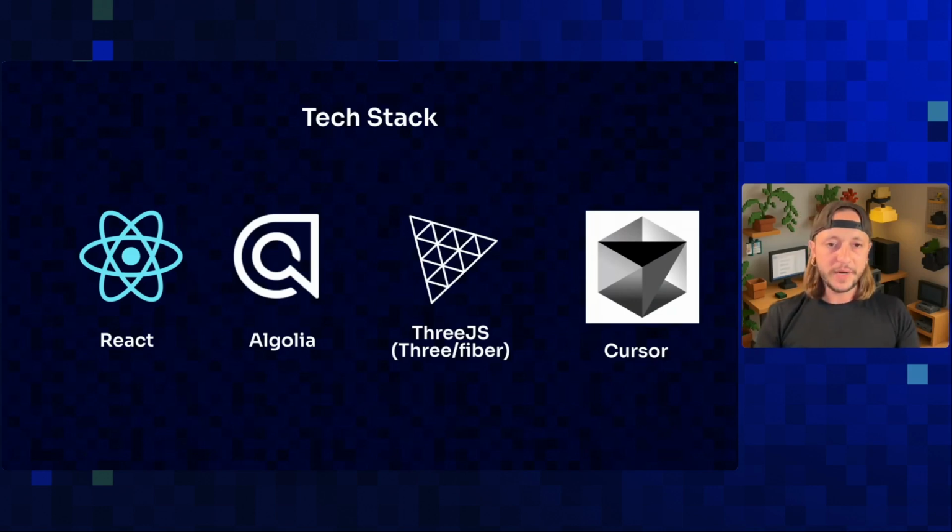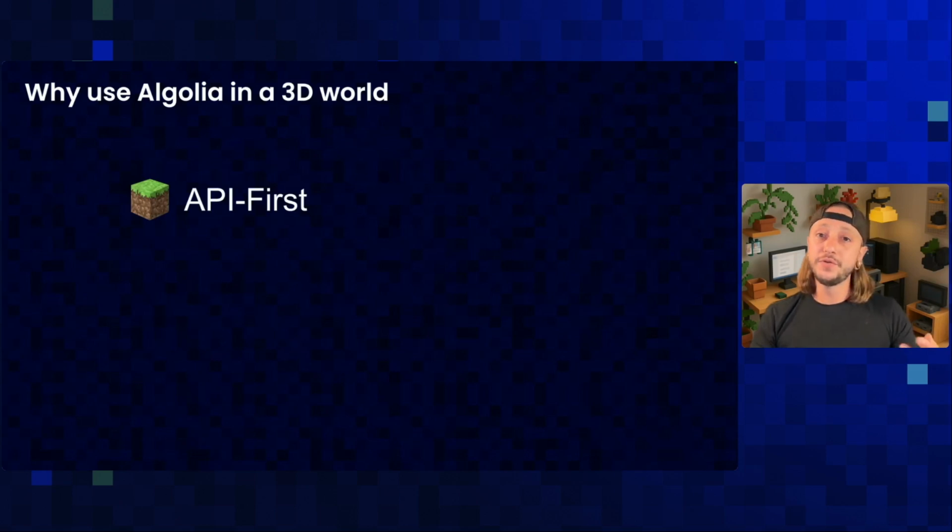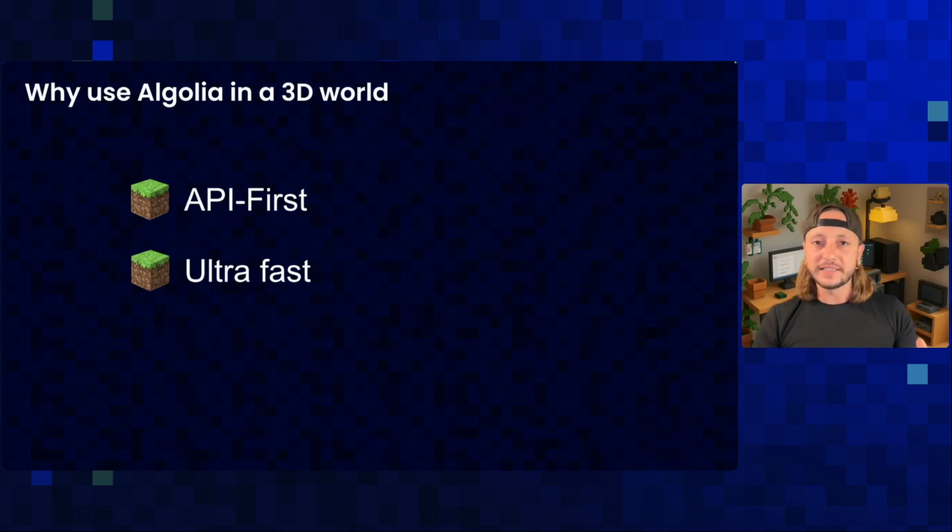Now, you might be wondering, why use Algolia in a 3D world? Well, first of all, Algolia is API first. Due to the API first nature, it's really easy to integrate Algolia in any web context ever. You can use it on a website, on documentation, on your blog, on your personal website, on your service website, you name it, because Algolia just sends you back JSON, and with that JSON, you can do whatever you want. As you've seen, Algolia is super fast. I typed in my query, the results flowed in.